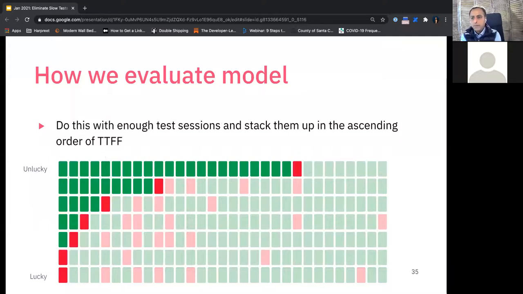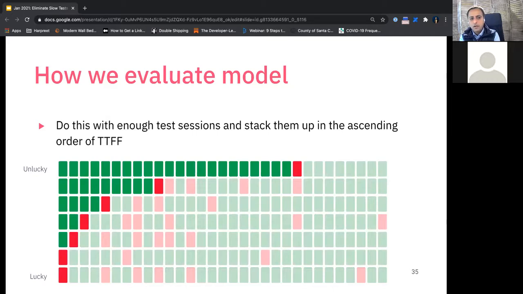Now, if you stack hundreds of these test sessions, one row over another, you start getting a picture of the efficacy of this model, right? So let's start at the bottom. In this particular test session, we ran things and the first test failed. So we got really lucky there, or we were really good and we predicted that. And if you go to the topmost row, we ran through like 70% of the tests before the first failure was found. So we didn't quite do this well.